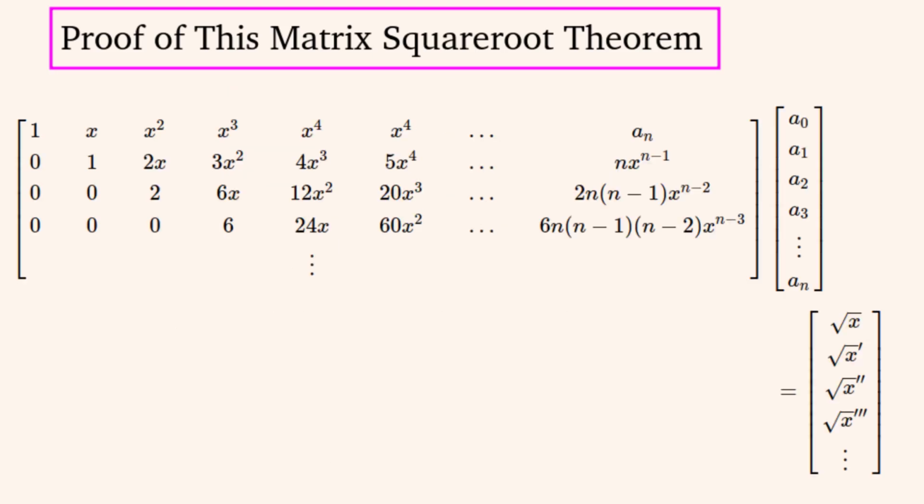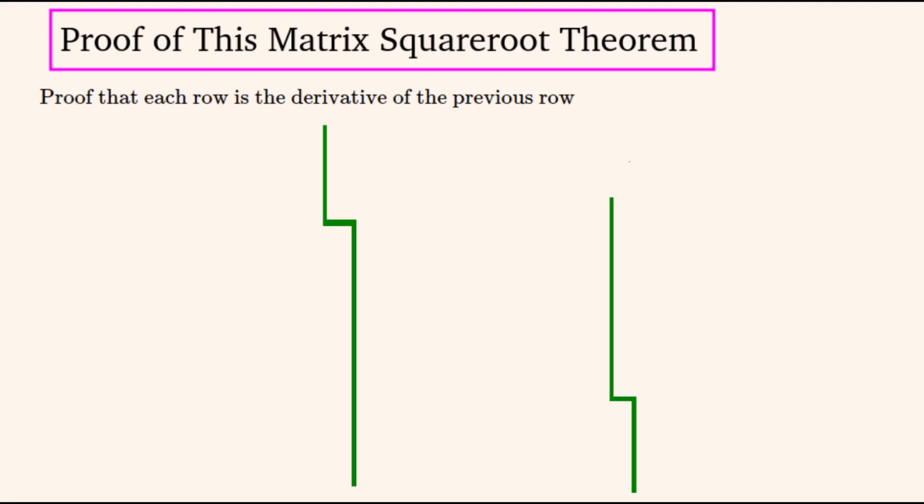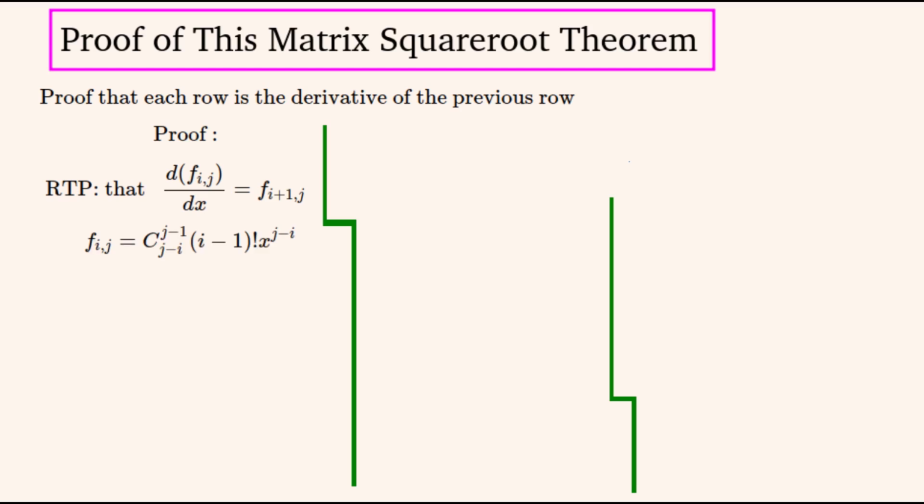So let's look at this matrix equation again. Each row in this matrix represents a polynomial, and each row is the derivative of the previous row. Now we have to prove that each row in the matrix is the derivative of the previous row. So we'll write this out more technically, that each entry is the derivative of the entry above it. So this is the entry that we're trying to find the derivative of.